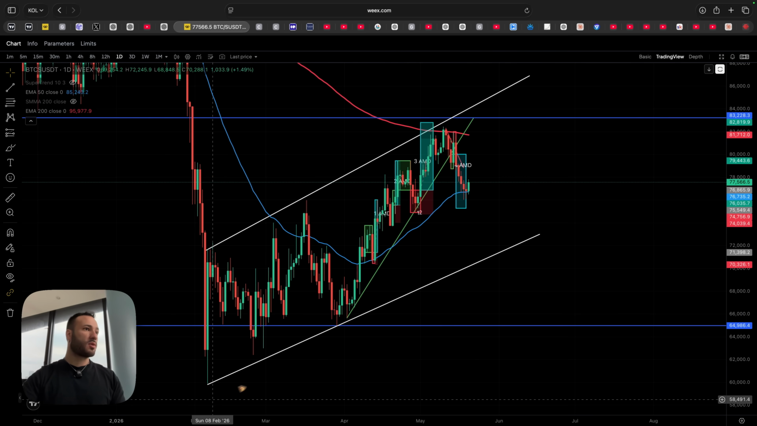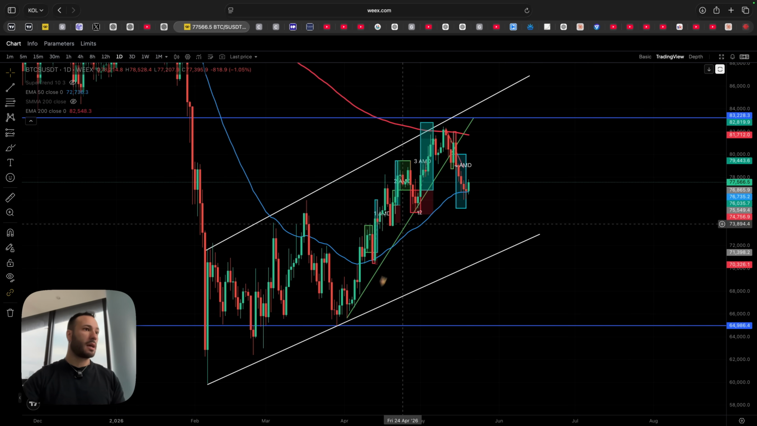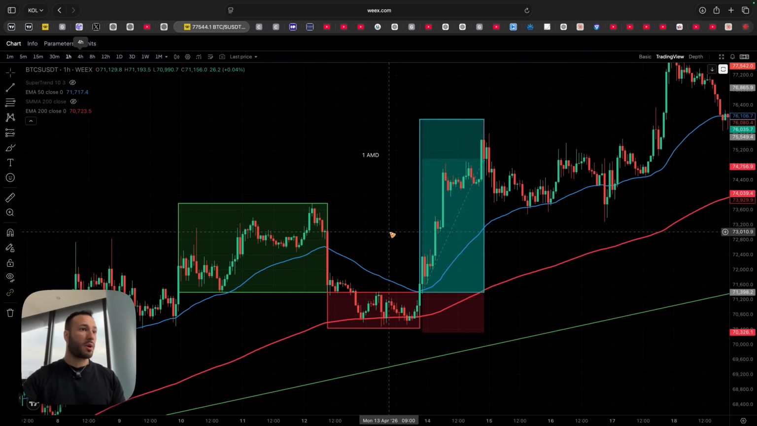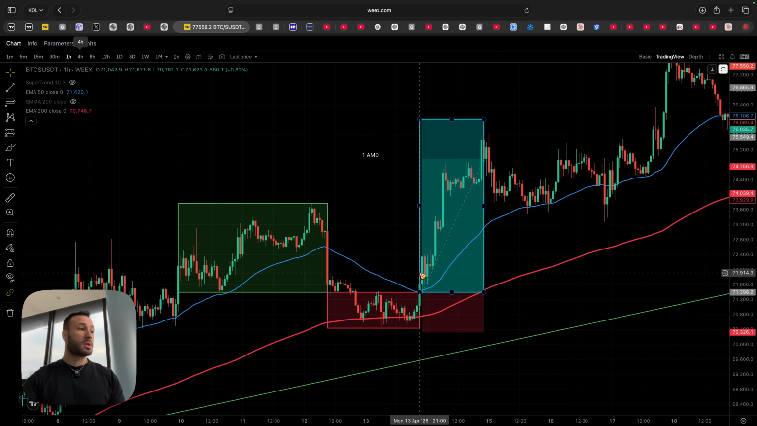First, the higher time frame trend was clearly bullish. Price was respecting the overall uptrend line. On the daily chart, price remained above the 50 EMA, and across the lower time frames, price was trading above both the 50 and 200 EMA. So overall, the market structure was still bullish.